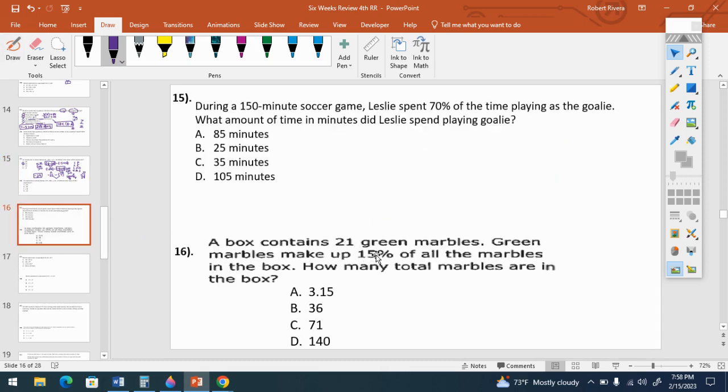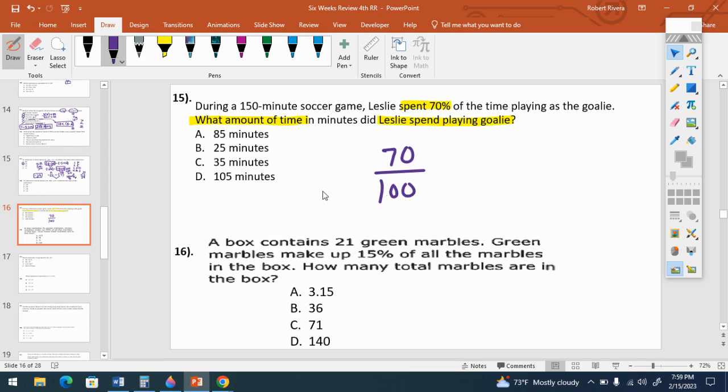Our percentage problems. The ones that you guys are hating right now, or hopefully you get it now. During a 150-minute soccer game, Leslie spent 70% of the time playing as the goalie. What amount of the time in minutes did Leslie spend playing goalie? So I noticed that they already told me that she spends 70% of the time goalie. So they actually gave me the percent. So I'm going to quickly go 70 out of 100.